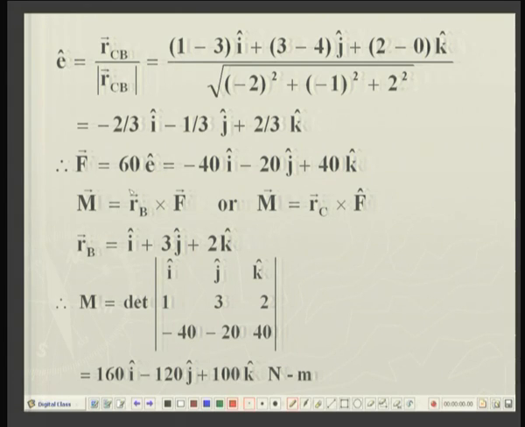So, representing the cross product as the determinant of a 3 by 3 matrix with i, j, k, the components of RB being 1, 3, 2, and the components of F being minus 40, minus 20, plus 40, if I carry out the evaluation of the determinant, it will come out to be 160 i minus 120 j plus 100 k.